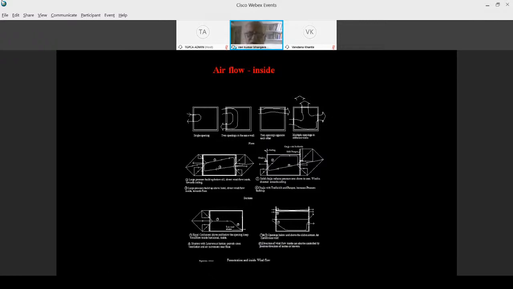Even when two windows are like this, the front side window is acting as an inlet, and in the same alignment, in the same corner, another window is. Then only this portion of the room will benefit. So more windows on different walls, particularly when they are away from each other, will bring more area under air circulation.